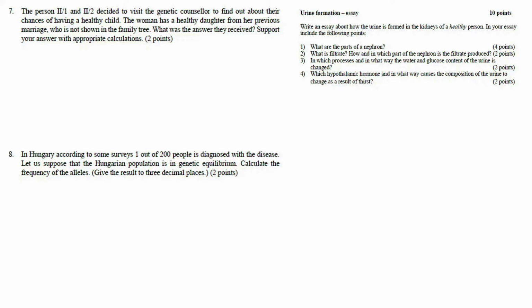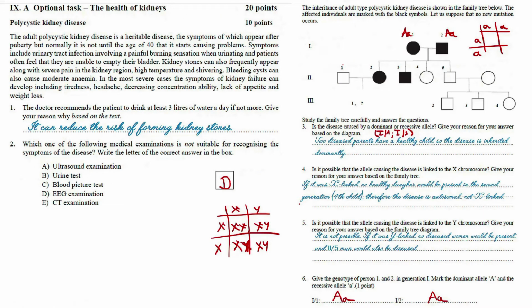Person 2 per 1 and 2 per 2 decided to visit a genetic counselor to find out about their chances of having a healthy child. The woman has a healthy daughter from her previous marriage who is not shown in the family tree. What was the answer they received? Support your answer with appropriate calculations. So let's go back for a second to the family tree. We are talking about these individuals now, and what we know is that this woman has a healthy child. It means that she must be heterozygous for the trait, and due to the fact he is healthy, he must be homozygous recessive. So that is going to be the scenario.